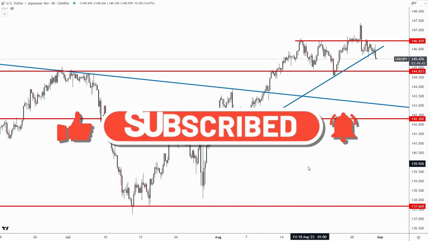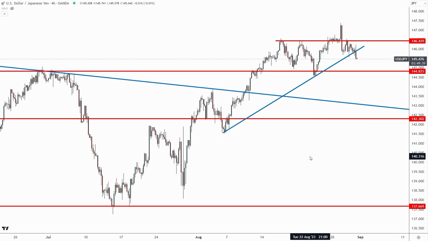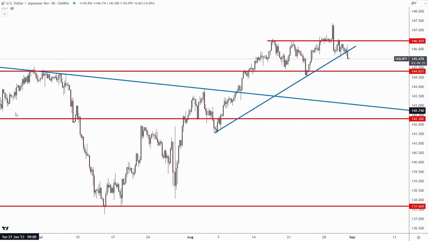Now, where I think this pair is headed over the coming days and weeks as we move into September is, as I said, you've got to keep an eye on these highs and this pivot right here through 144.80. I think that this is next. This area up here is going to be resistance. However, I do think that we could get that move lower.